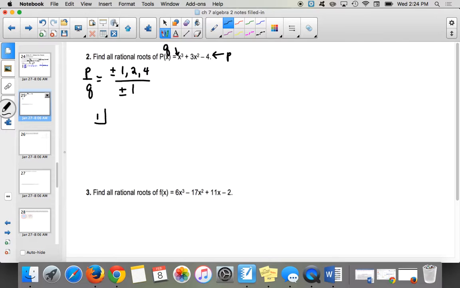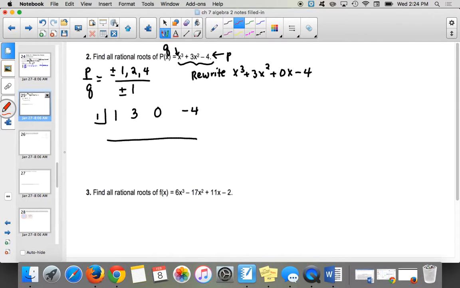Wait, how are we converting this into synthetic division? So we're going to take this dividend, and we're going to divide it, and we're going to get a quotient out. So our dividend is going to be 1x cubed, 3x squared, 0x minus 4. So make sure you rewrite so you can see that 0x. So it was x cubed plus 3x squared plus 0x minus 4. That's where those numbers were coming from. 1, 3, 0, negative 4.